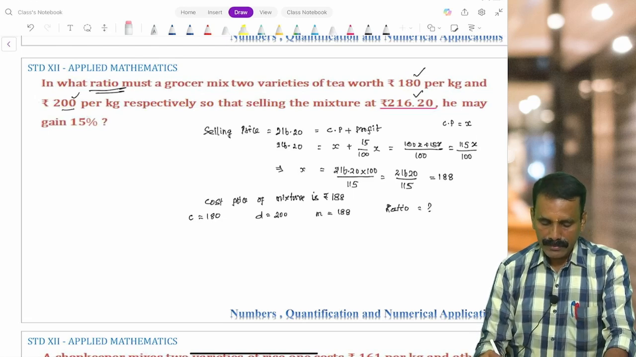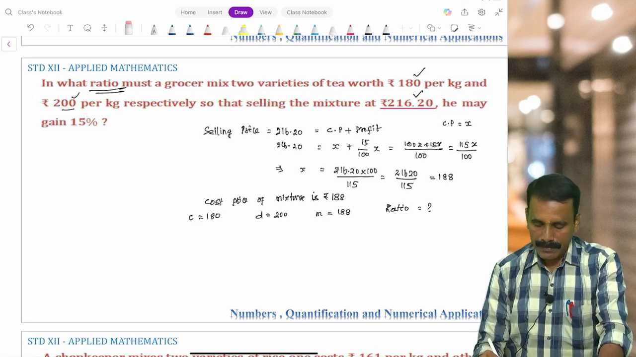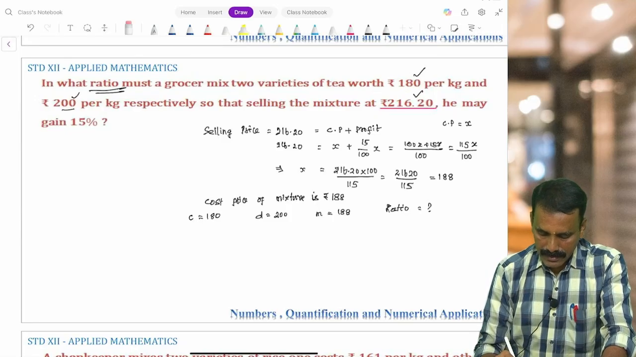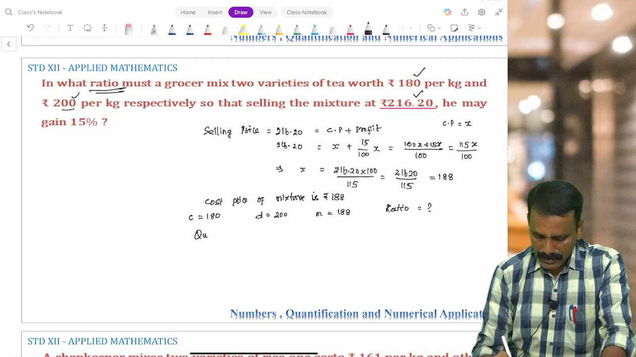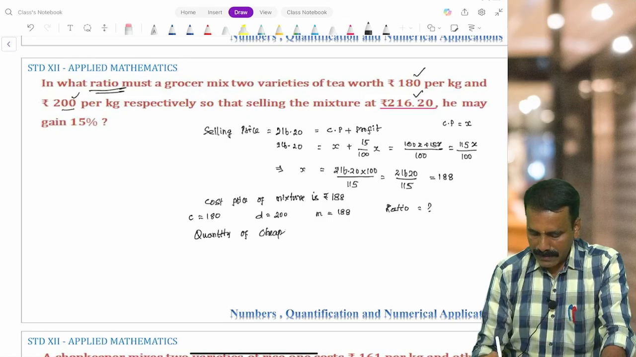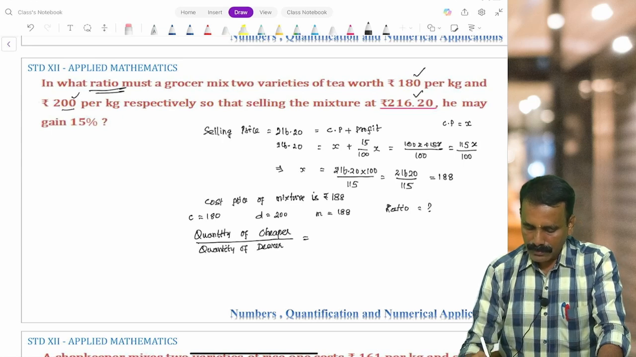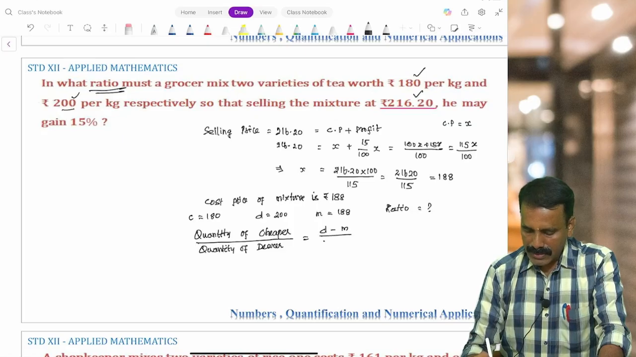So how to find the ratio now? We are having a formula. What is the formula? Quantity of cheaper ingredient divided by quantity of dearer ingredient is equal to dearer minus mixture divided by mixture minus cheaper.